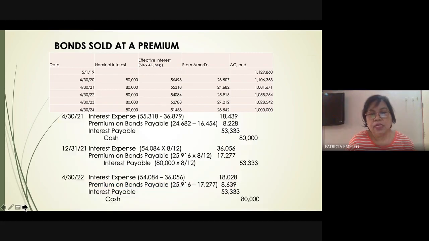Okay, so that means in 2021, on April 30, 2021, we are paying our second interest payment. So we credit cash for 80,000. We are to update our interest expense up to the date of payment of the second periodic interest. This is 55,318 minus the amount that was recognized in 2020. So that's 18,439. We again take up the remaining premium amortization, that is 24,682 minus 16,454, so that is 8,228. And we cancel the previously recognized interest payable at the end of 2020, that's 53,333.